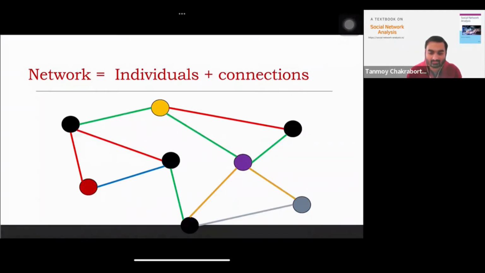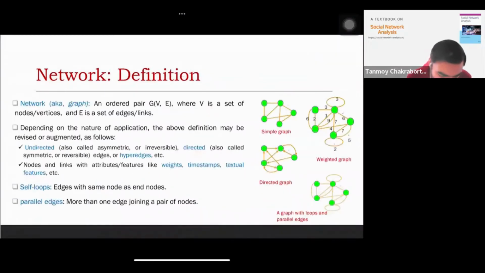So that's the reason I use different colors to indicate different nodes and different edges. Okay. So now this is the basic definition of a network, more of a formal definition. A network is represented by an ordered pair G = (V, E), where V is a set of nodes or vertices, and E is a set of edges or links.